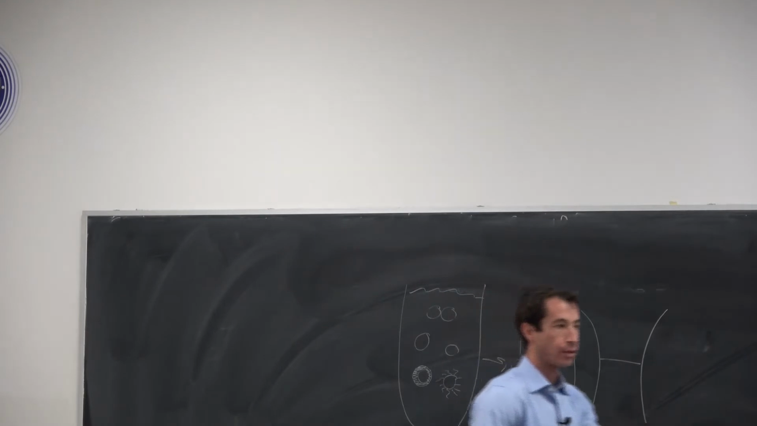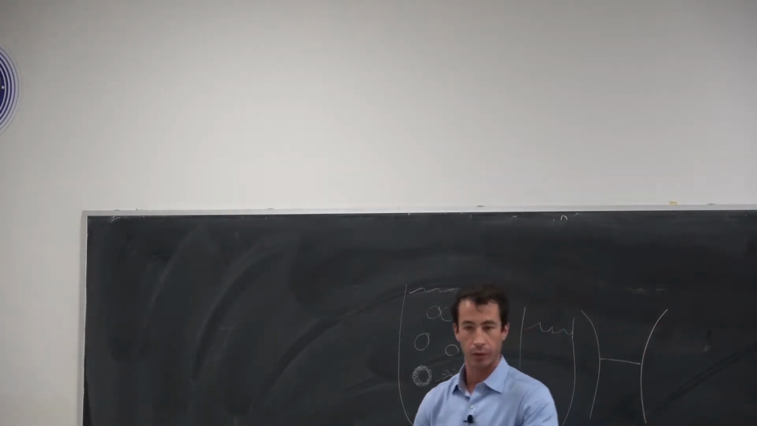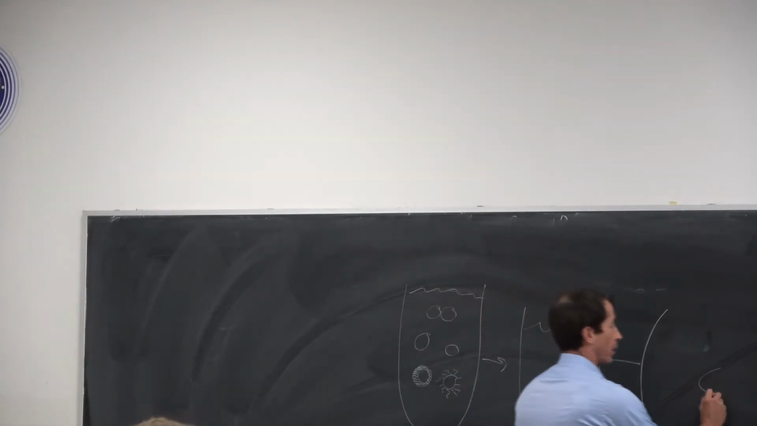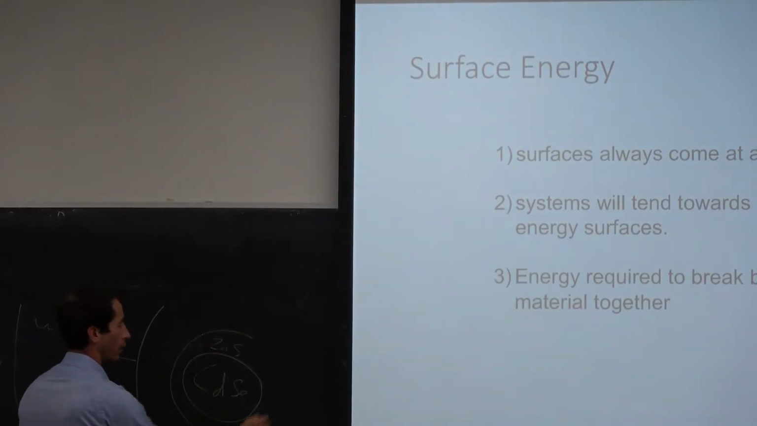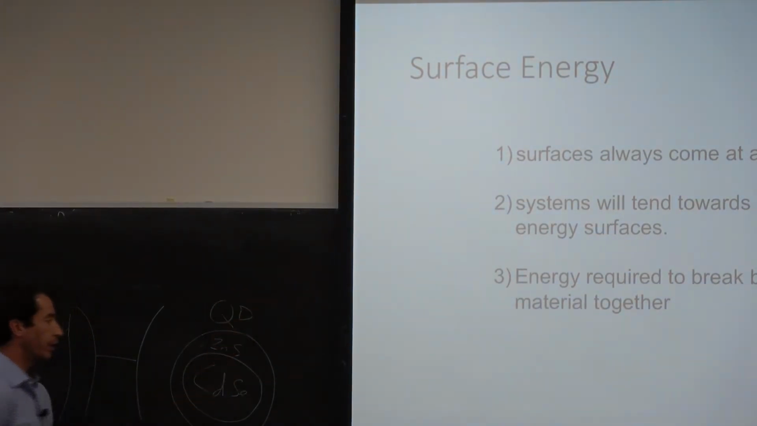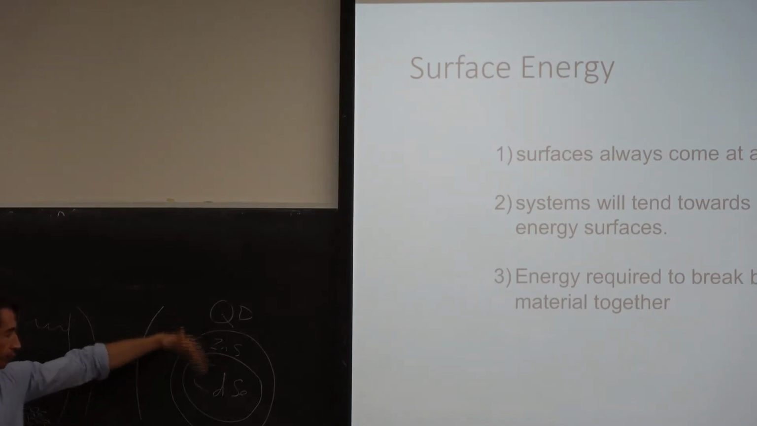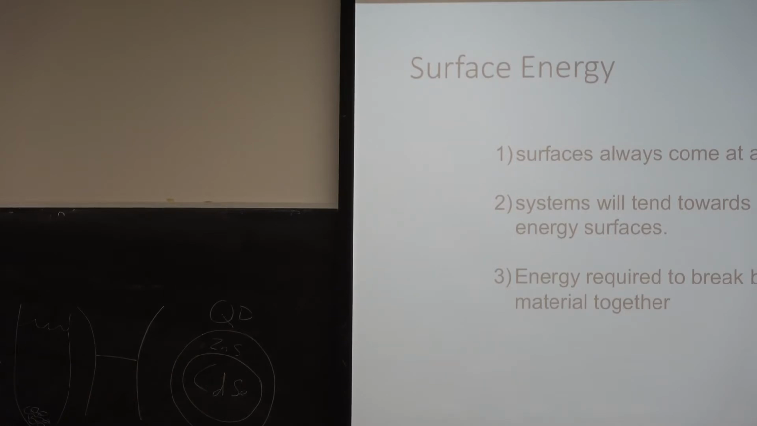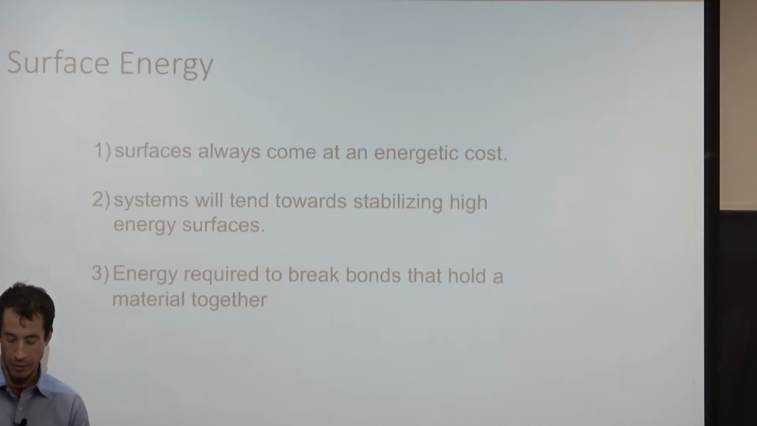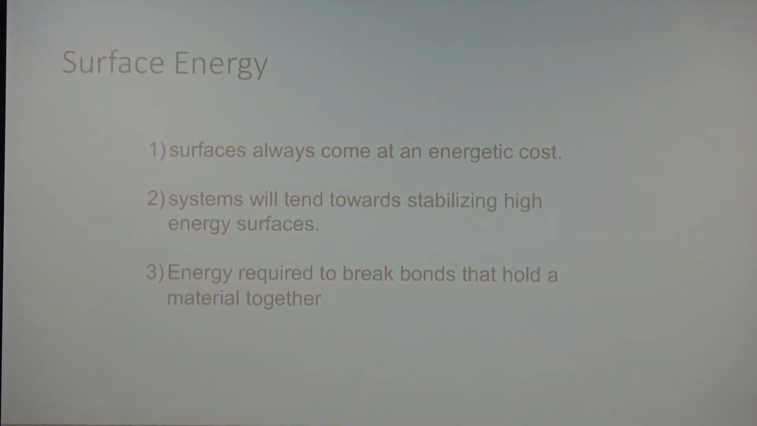Your quantum dots that you've seen before generally have a cadmium sulfide core or cadmium selenide core, and then a zinc sulfide coat. What that is generally doing is a couple things. One is trying to increase the quantum confinement of the cadmium selenide, but it's also passivating that high energy surface of the core, okay? And then, this is just another definition from Andrea Tao, where the surface energy is the energy required to break bonds that hold a material together, the surface energy, or if it's a liquid, the surface tension, okay?